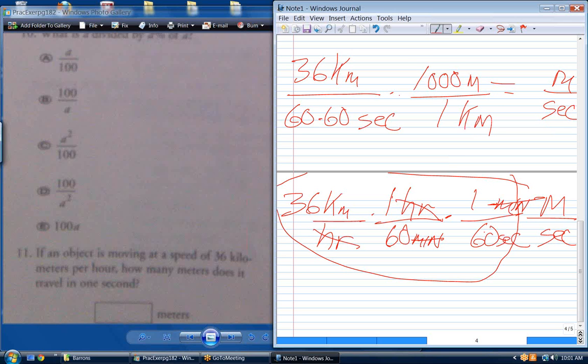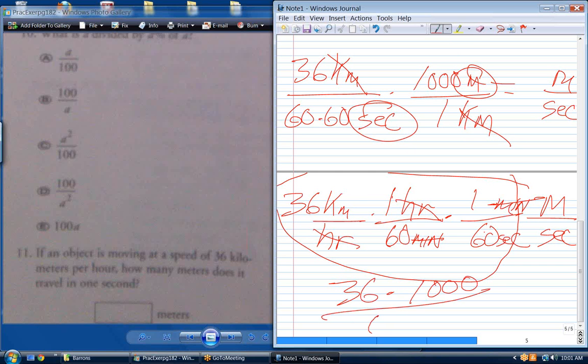And that's the secret: set all of these conversion ratios up in the correct numerator and denominator, so that they cancel. In other words, my kilometers cancel and I'm left with meters per second. So now it's 36 times 1,000 divided by 60 times 60.